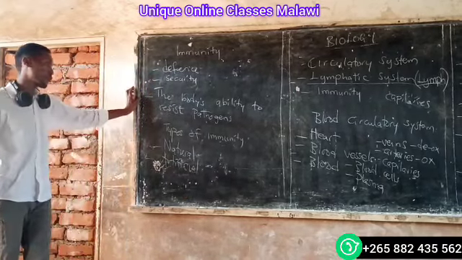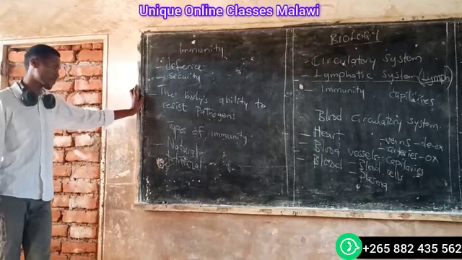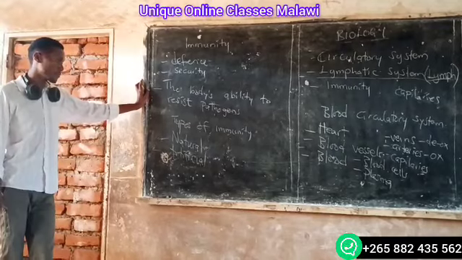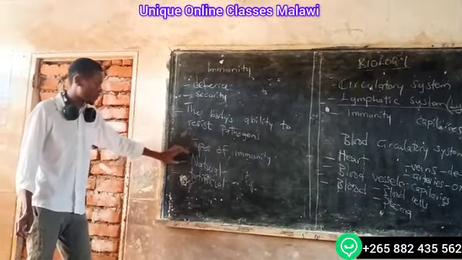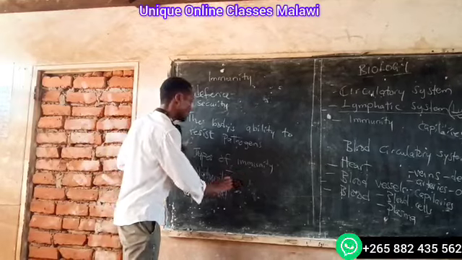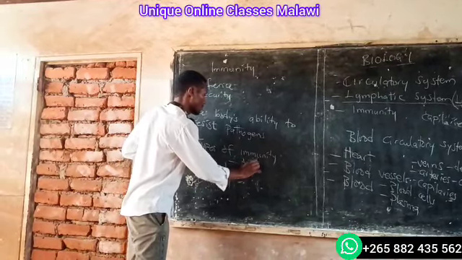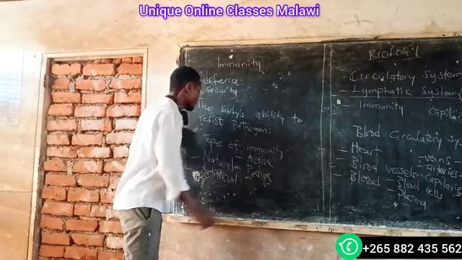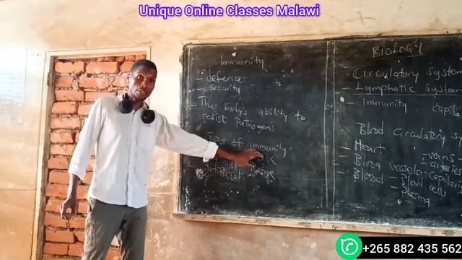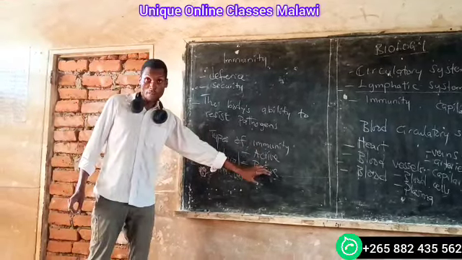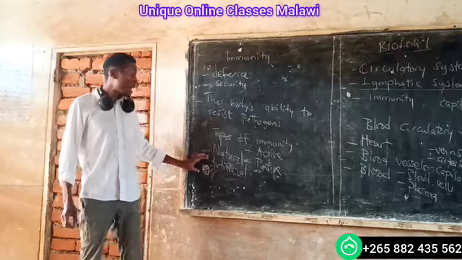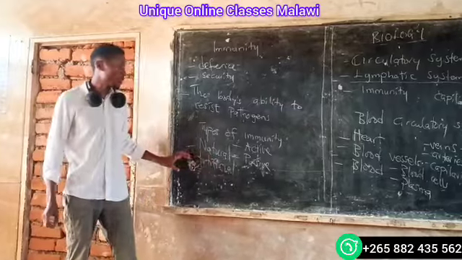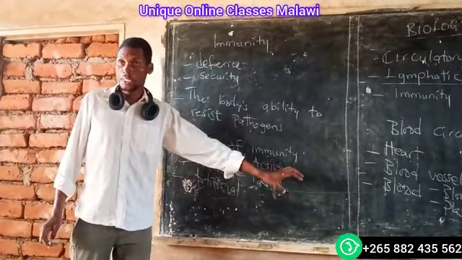These are the types of immunity. We have got the natural and we have got the artificial. And for each type, we have got subtypes, active and passive. So we have got natural active immunity, natural passive immunity, artificial active immunity, artificial passive immunity.